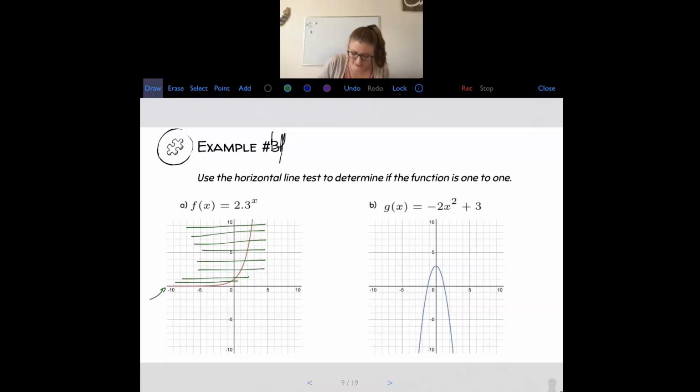I know it may not look like it here, but if you were to zoom in, this is just getting closer and closer to the x-axis, but it would still pass the horizontal line test. So this is yes. For part B, we draw horizontal lines. It intersects the graph twice. This would be a no.